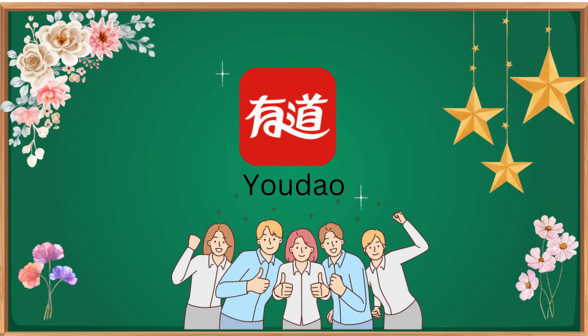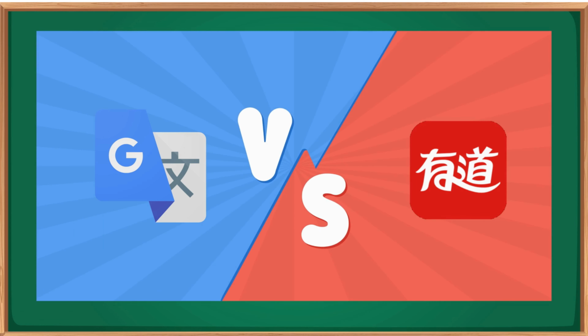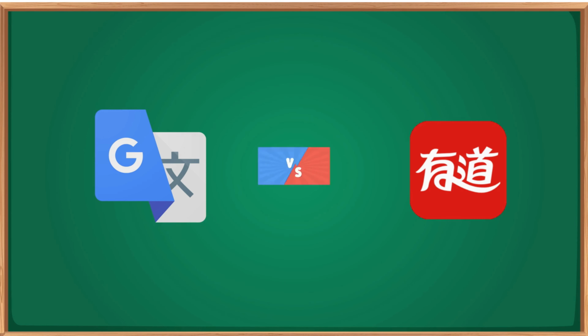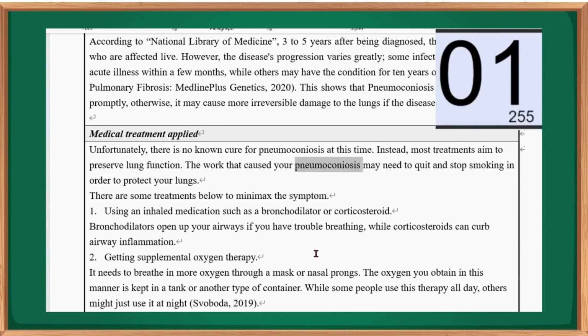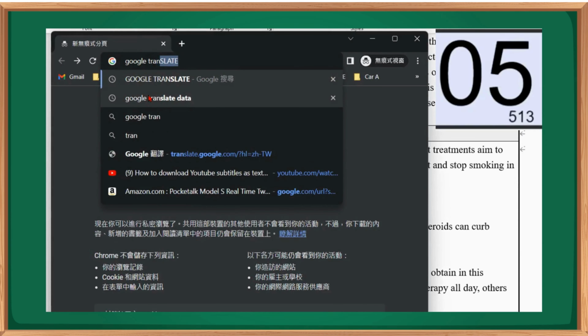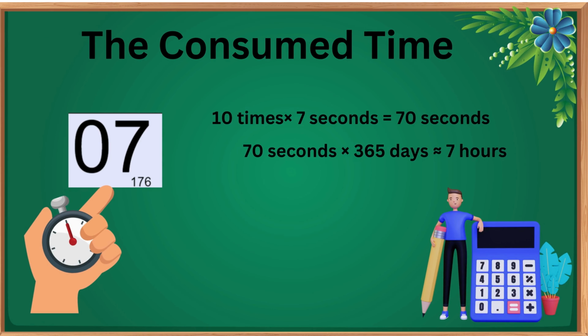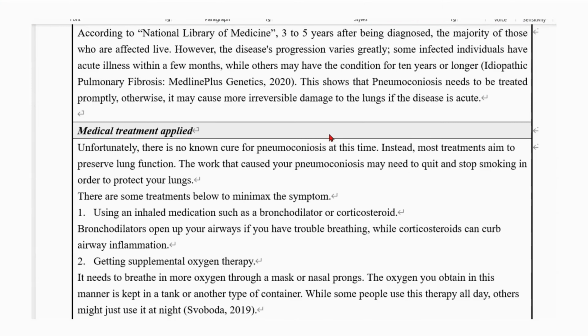Next, I want to introduce something to improve your efficiency in translation. Compared to Google Translate, let's see which one is more efficient. With Google, I copy, search, and paste to get a definition. It takes 7 seconds each time. We translate 10 times a day. We spend around 7 hours a year. But don't worry, Youdao will save you time.